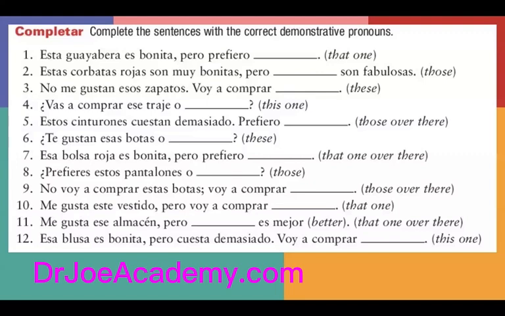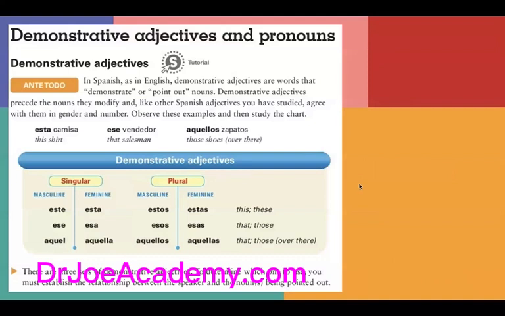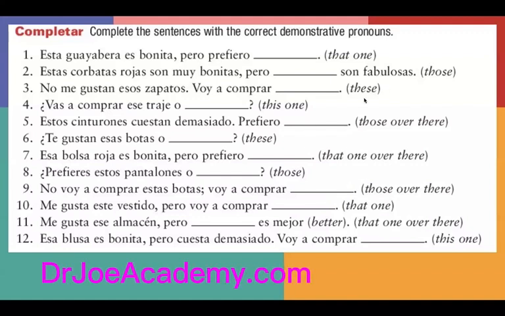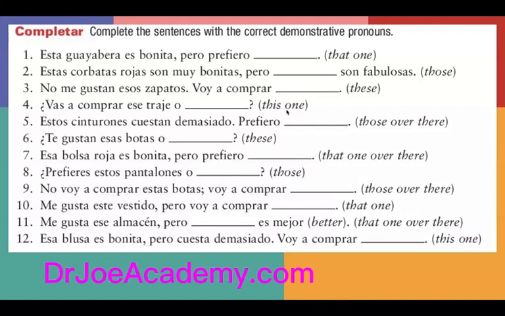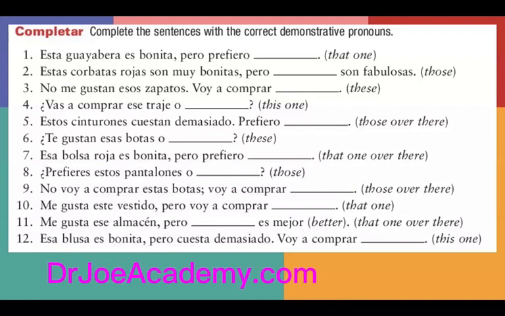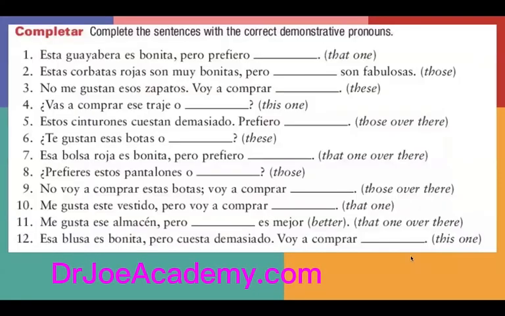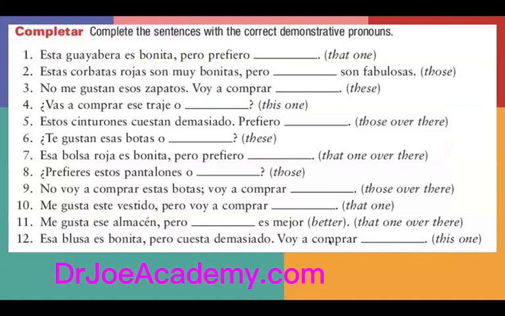Estas no me gustan esos zapatos, voy a comprar these. That is correct. Estas, these. Voy a comprar estas. This technically can work, but because we have zapatos being masculine, we would want to keep it masculine. So it would actually be estos, perdón. So here we have estos.